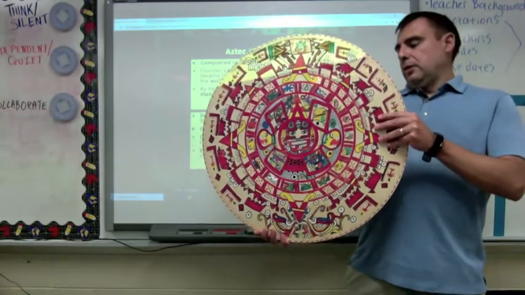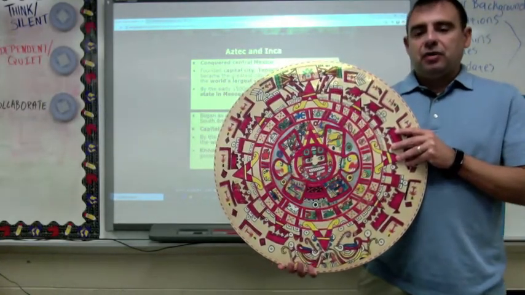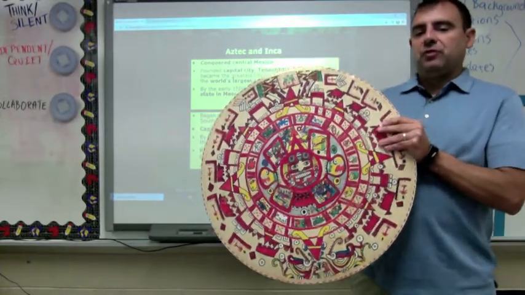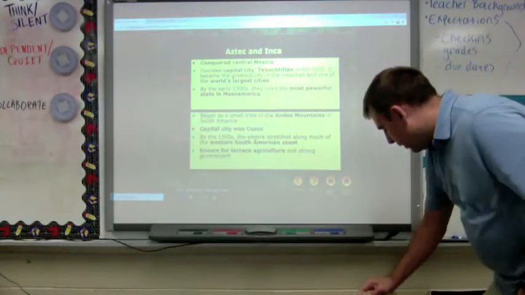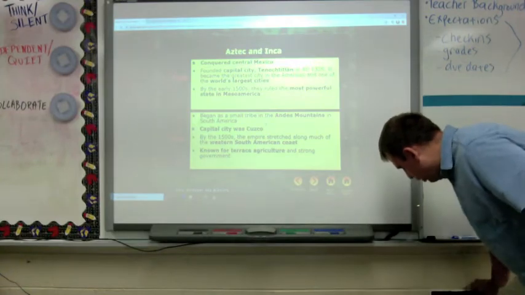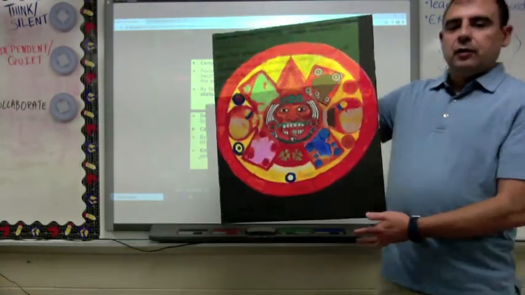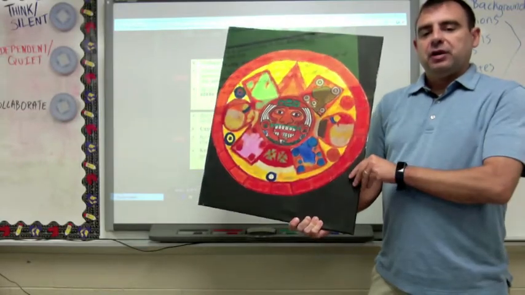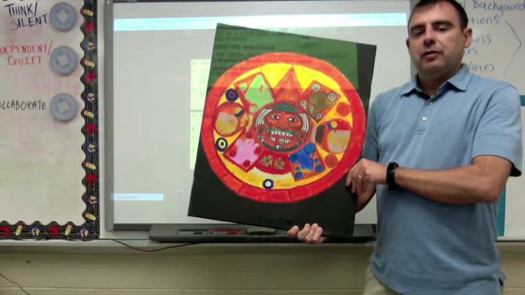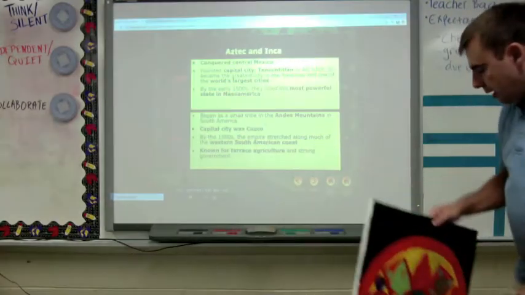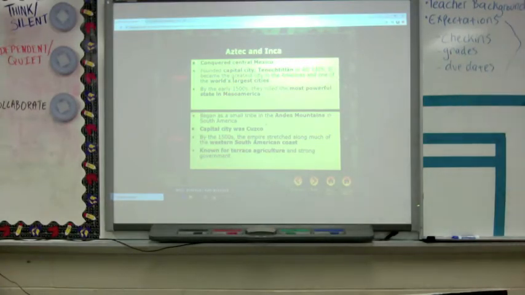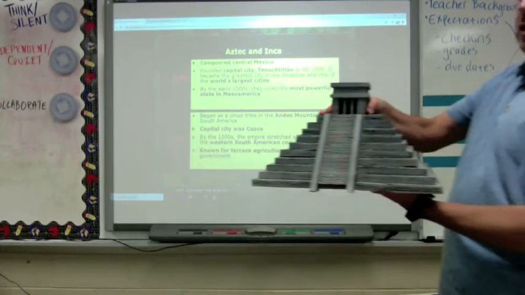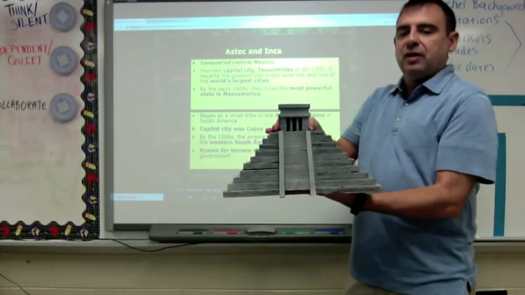But this was done by a student named Aubrey McIntosh, and she did a really good job representing those calendars that we found. Here is a depiction of one of their gods. This was done by Presley Applegate last year, and so she did a nice painting of the sun god. And then we have, of course, the Mayan temples, or the pyramids. And the pyramids were really big. This is made out of solid wood.